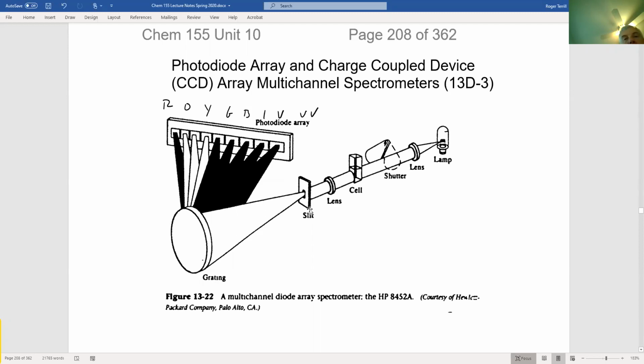So the advantage of this is that they are fast. Once you record a blank spectrum here, you can get a spectrum every 20 milliseconds, so you get 50 spectra per second, or faster, there's ways to do it really fast. You need a flash lamp, stuff like that. I don't know. But you can get spectra really, really quickly.